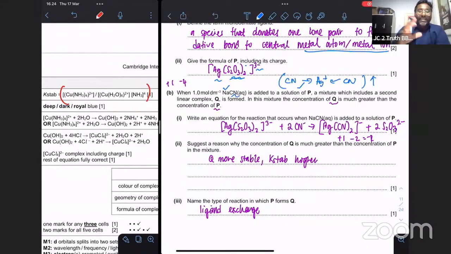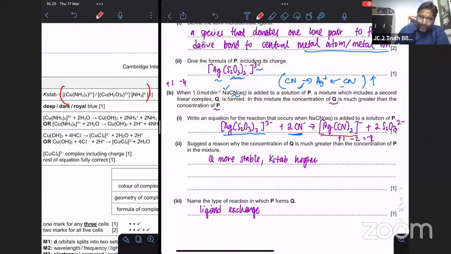When something is more, when you talk about ligand exchange, we are talking about stability constant. It means that if the stability constant is higher, they are going to prefer to form with that ligand. So in this case, they ask you first to write down the equation. So I just write down the previous stuff, I add the 2CN. How do I know it's 2CN? Because it's linear, they already mentioned. So I just put it over there, and I will have this.